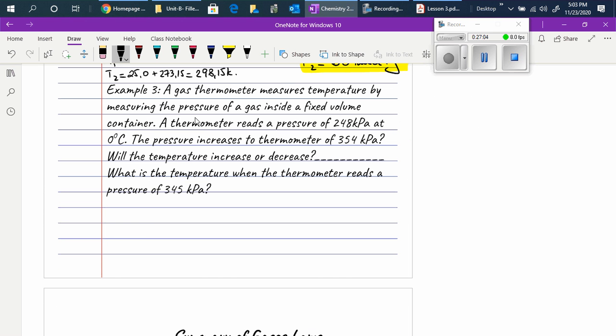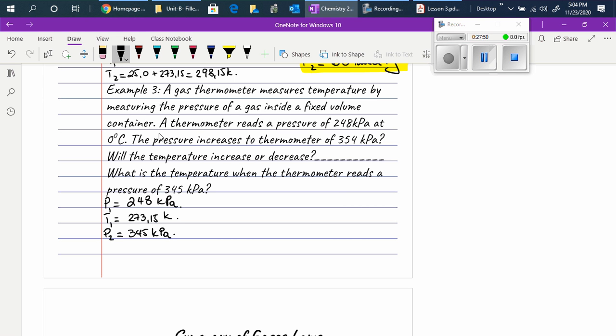Now, what do we have here is that a gas thermometer measures temperature by measuring the pressure of the gas inside a fixed volume container. A thermometer reads a pressure of 248 kilopascal at 0 degrees Celsius. So T1, 0 degrees Celsius, is 273.15 Kelvin. Now, the pressure increases in the thermometer, so P2 is 345 kilopascal.